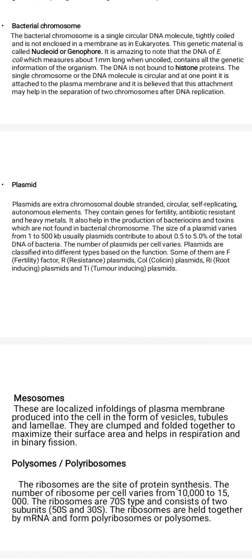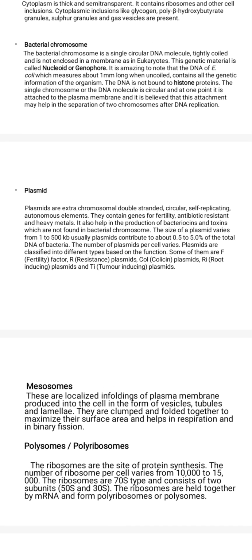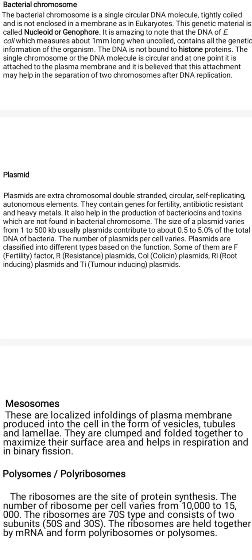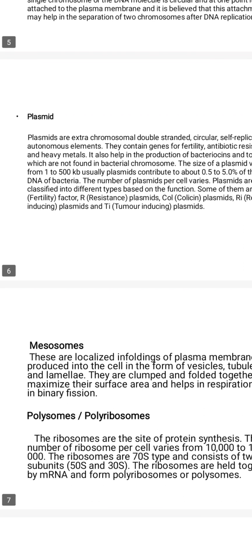Okay, so plasmids are extra chromosomal material. They are present other than the DNA of bacteria or the original chromosome. That is called plasmid, which is responsible for different characteristics of the bacterial cell, that is antibiotic resistance or tumor inducing or root inducing, colicin production, and fertility factor. It is nothing but chromosomal material, but it is called extra chromosomal material.